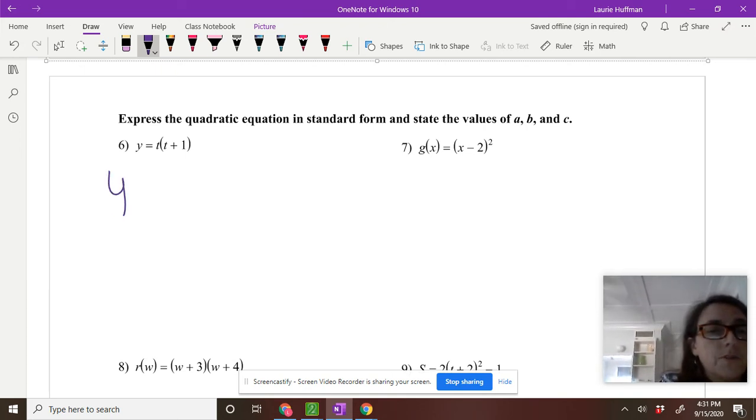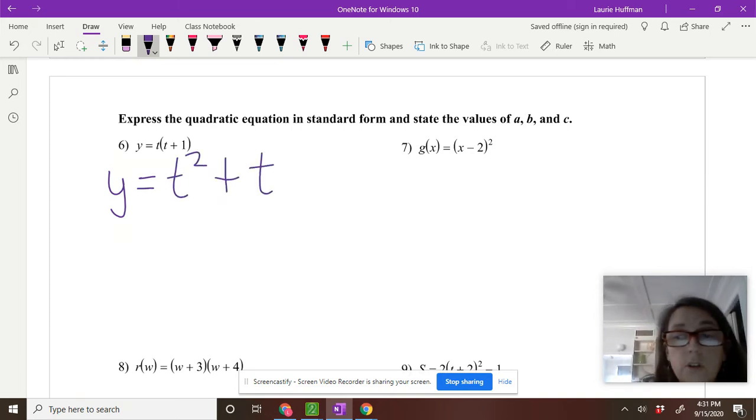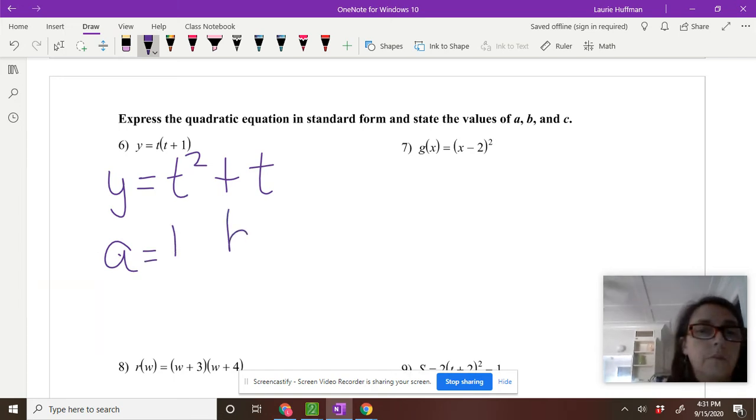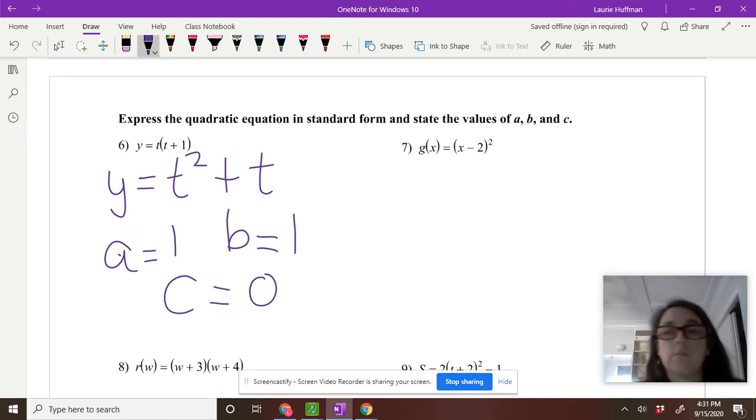So I'm going to distribute and combine like terms. So I have t squared plus t. There are no like terms to combine. So that's standard form. A is the coefficient on the x squared, or in this case, t squared. B is the coefficient of the t to the 1, so B is 1. And C, there's no number C written, so C is 0.